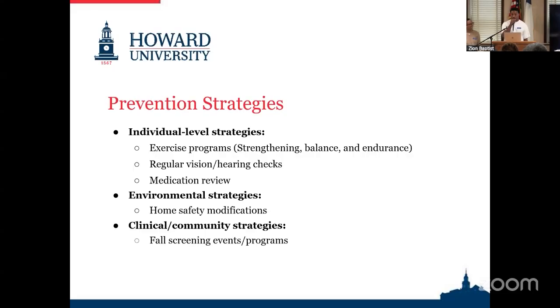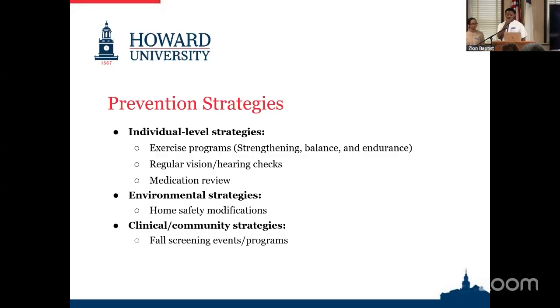We can stay prepared through individual strategies like exercise programs, regular vision and hearing checks, and medication reviews. As Asia talked about polypharmacy, just make sure we're taking our medicine with the right dosages and at the right times, to take them properly and reduce the risk of falls. We can also stay prepared by implementing environmental changes such as home safety, which we will discuss later.